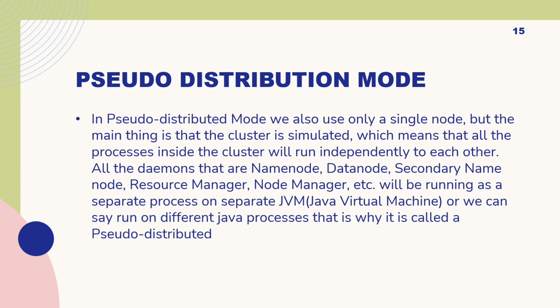Second is pseudo distributed mode. In pseudo distributed mode, we also use only a single node, but the main thing is that the cluster is simulated, which means that all the processes inside the cluster run independently of each other. All the daemons, that are name node, data node, secondary name node, resource manager, node manager, etc., will be running as a separate process or separate JVM, that is Java Virtual Machine, or we can say they run on different Java processes. That is why it is called pseudo distributed.